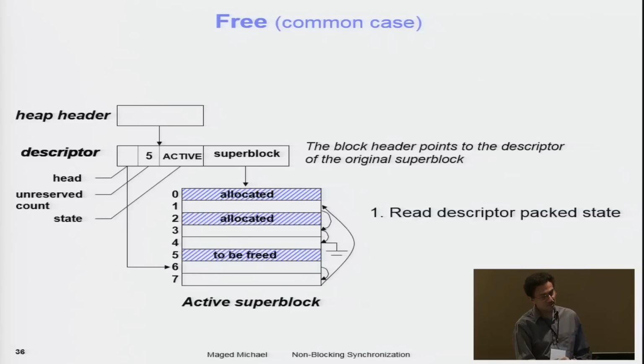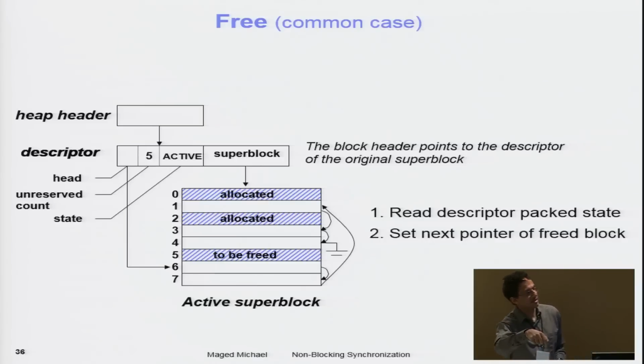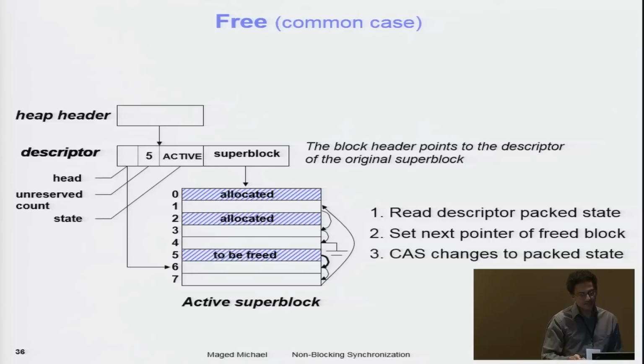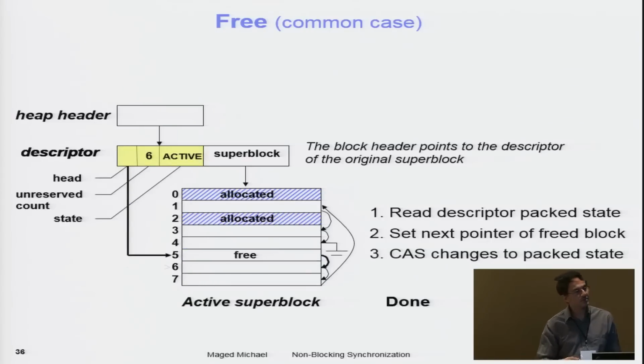I read the descriptor, because now I don't need to go to the heap. I know the descriptor from the block. Then I read the next pointer of the freed block, and I set it to the top of the linked list. So this is the first step, and then I do a compare and swap to change the state, and here we go. We're done with the operation. So it's one compare and swap.